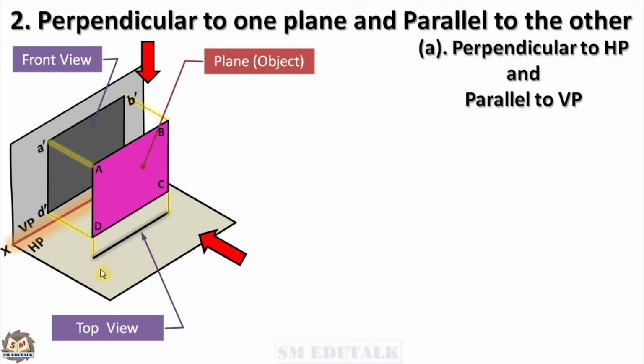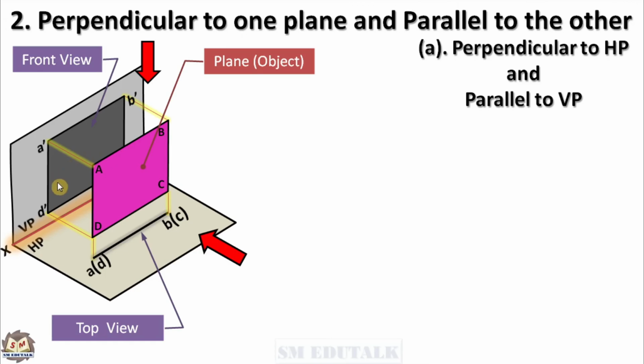Hence, the name of the line's left end should be written as A bracket d, because here A is a visible point and D is an invisible point. That's why the invisible point capital D is written as small d within bracket. Similarly, the name of the line's right end should be written as B bracket c, because here B is a visible point and C is an invisible point.